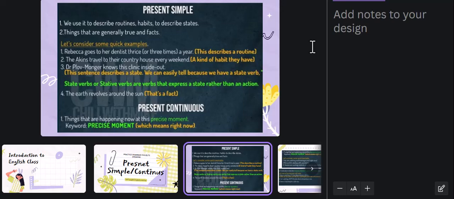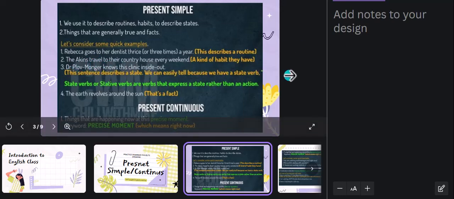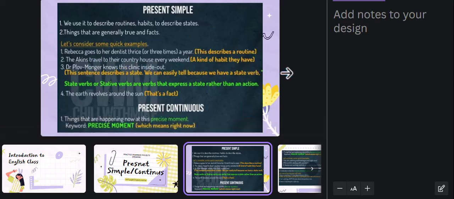Also in the second sentence here we have, the Aikens travel to their country house every weekend, and this means a habit. So as you can see, travel is the main verb here, and we use it in the present because this is a habit.